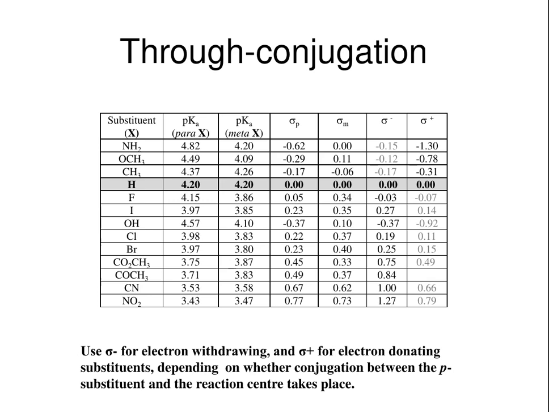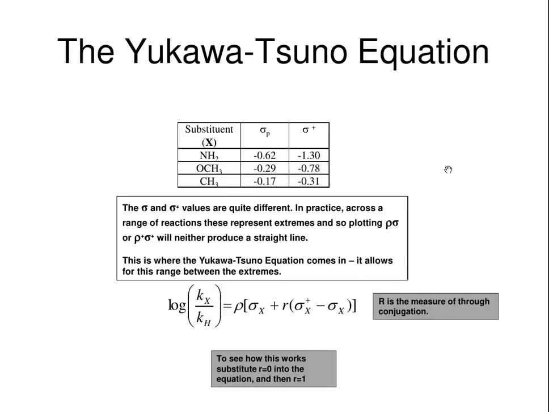Okay, now just a final point: in some reactions you will find that using the sigma values gives you a straight line, and in other reactions you'll find that using the sigma plus gives you a straight line. But in practice, what's been noticed is that these two situations are extremes. You may find there are some reactions that are not quite at one or other extreme, and so neither of these will give a straight line, and that gives rise to the Yukawa-Tsuno equation.